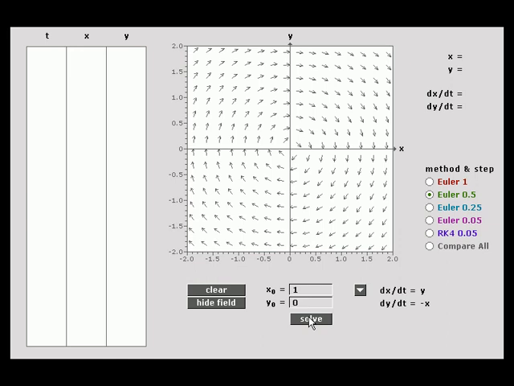And the exact solution is just following the arrows exactly. The Euler's method is going to follow the arrows, except it only looks down every 0.5 seconds, every t equals 0.5.